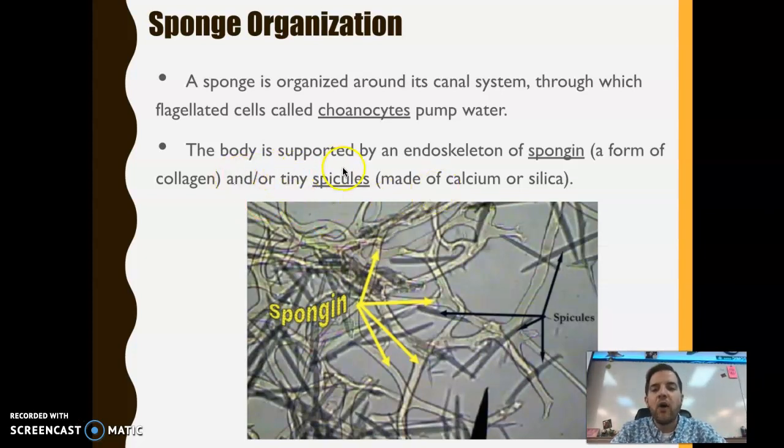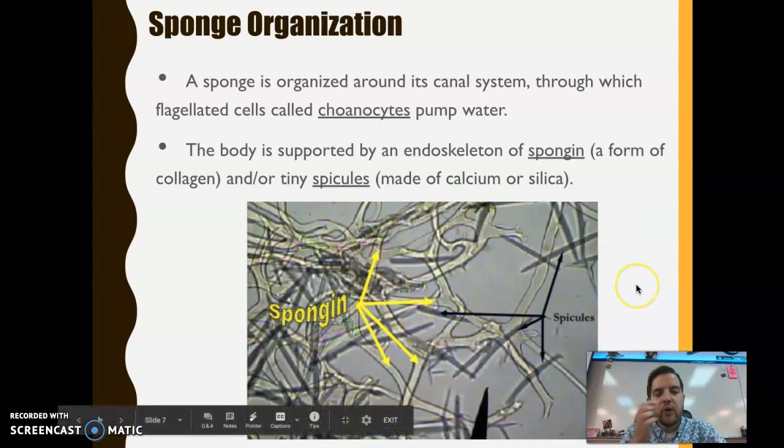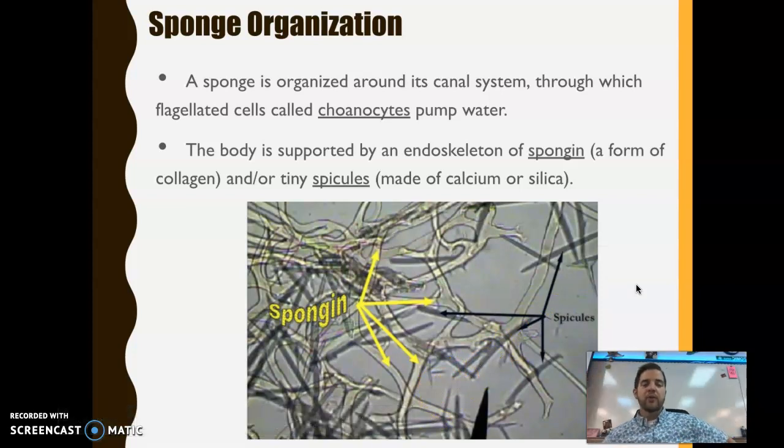And then they also use spicules made of either calcium carbonate or silica, which is a type of glass. So in this picture, we see the spongin fibers. So those are kind of the wiggly fibers. And then these darker, kind of sharp pieces are the spicules. So usually there's not a whole lot of organization. It's just kind of the spicules form where there's deposits of calcium carbonate or silica, and then the spongin forms and grows, and that's how we create the sponge.